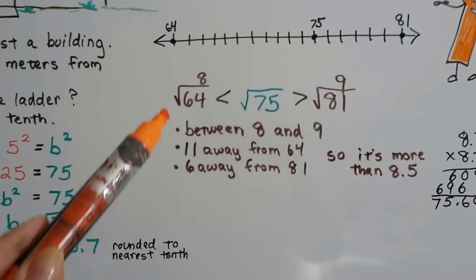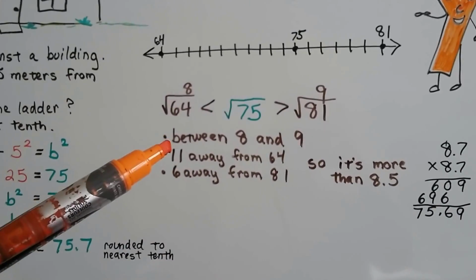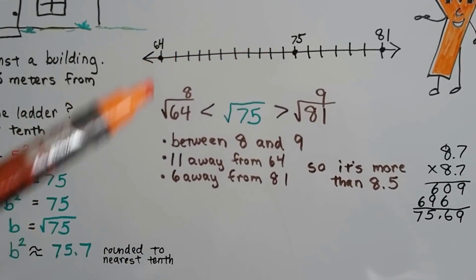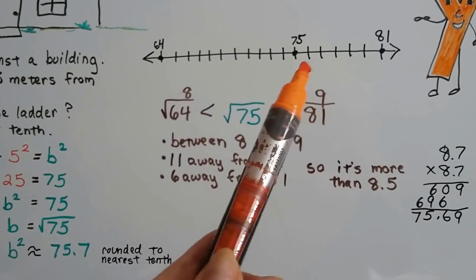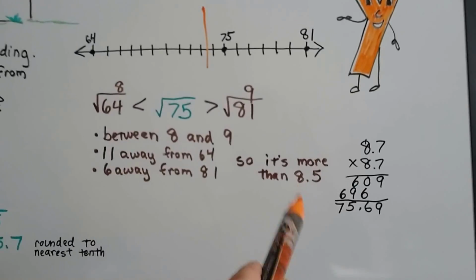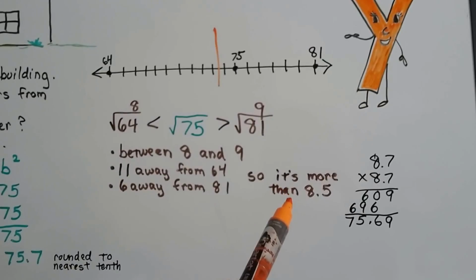Well, it's in between the square root of 64 and 81. But 75 is 11 away from 64. That's pretty far, and it's only 6 away from 81. So we know it's more than halfway. We know it's more than 8.5. It's in between 8 and 9, but it's more than half the way.